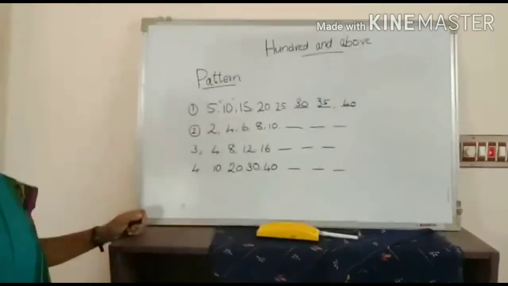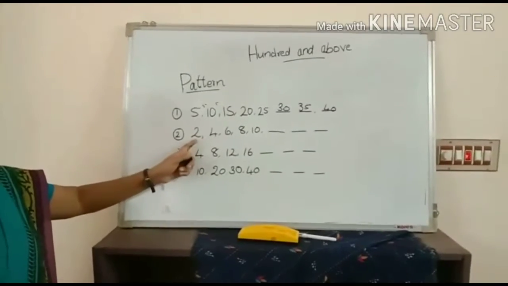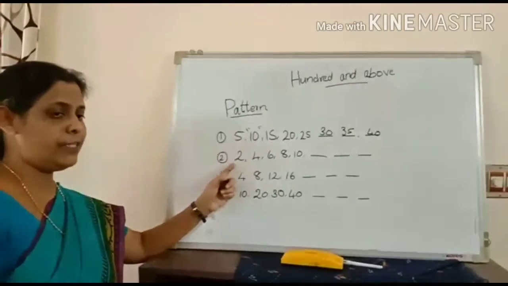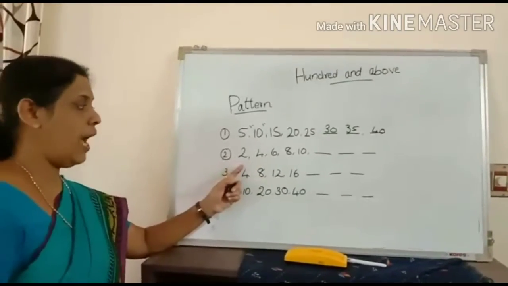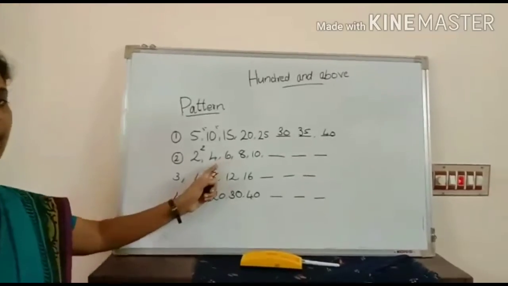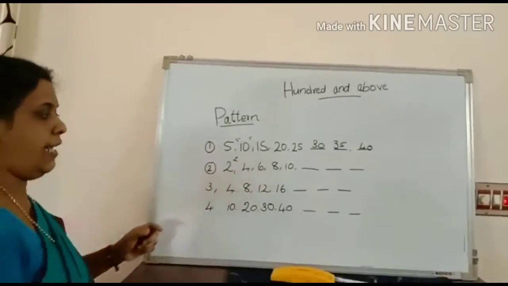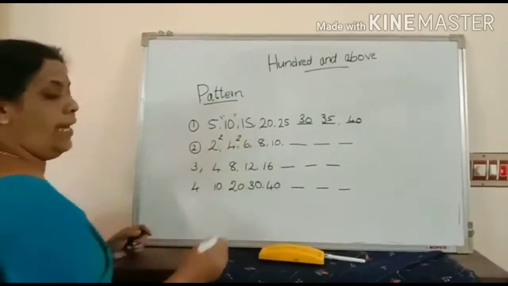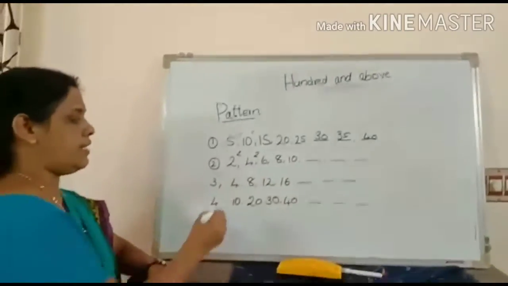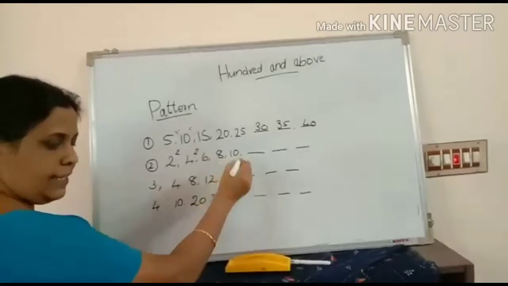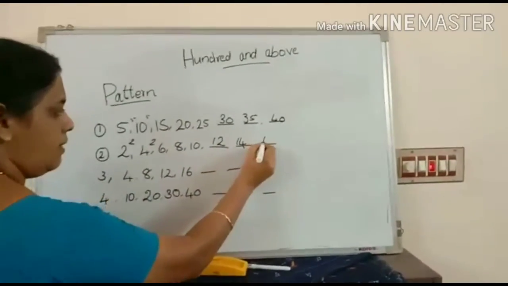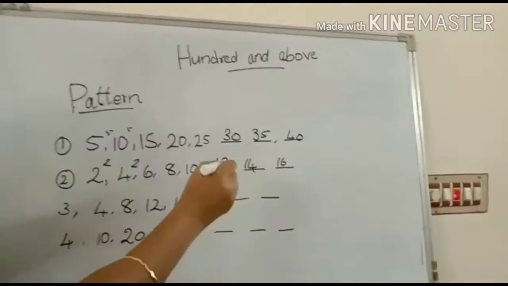Then see the next one, 4 and 2. What is the difference there? 2 adding. Then see next, 6 and 4, 2 adding. So we can find out this pattern is adding 2, isn't it? 2, 4, 6, 8, 10. Then 12, 14, 16, going on so, isn't it?